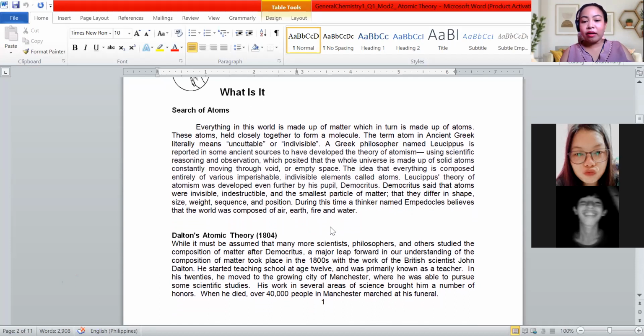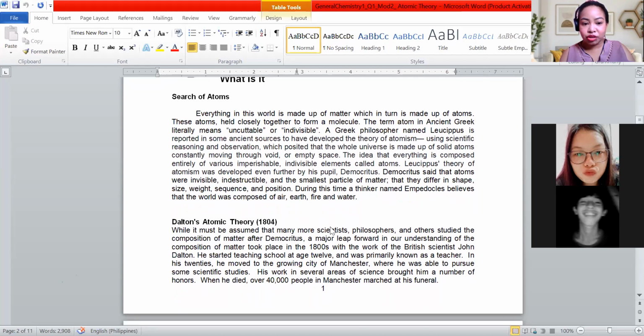And then, after that, Democritus studied it well, and then he comes up with his own definition. And that is, atoms were invisible, indestructible, meaning you cannot divide it, and the smallest particle of matter. They differ in shape, size, weight, sequence, and position.